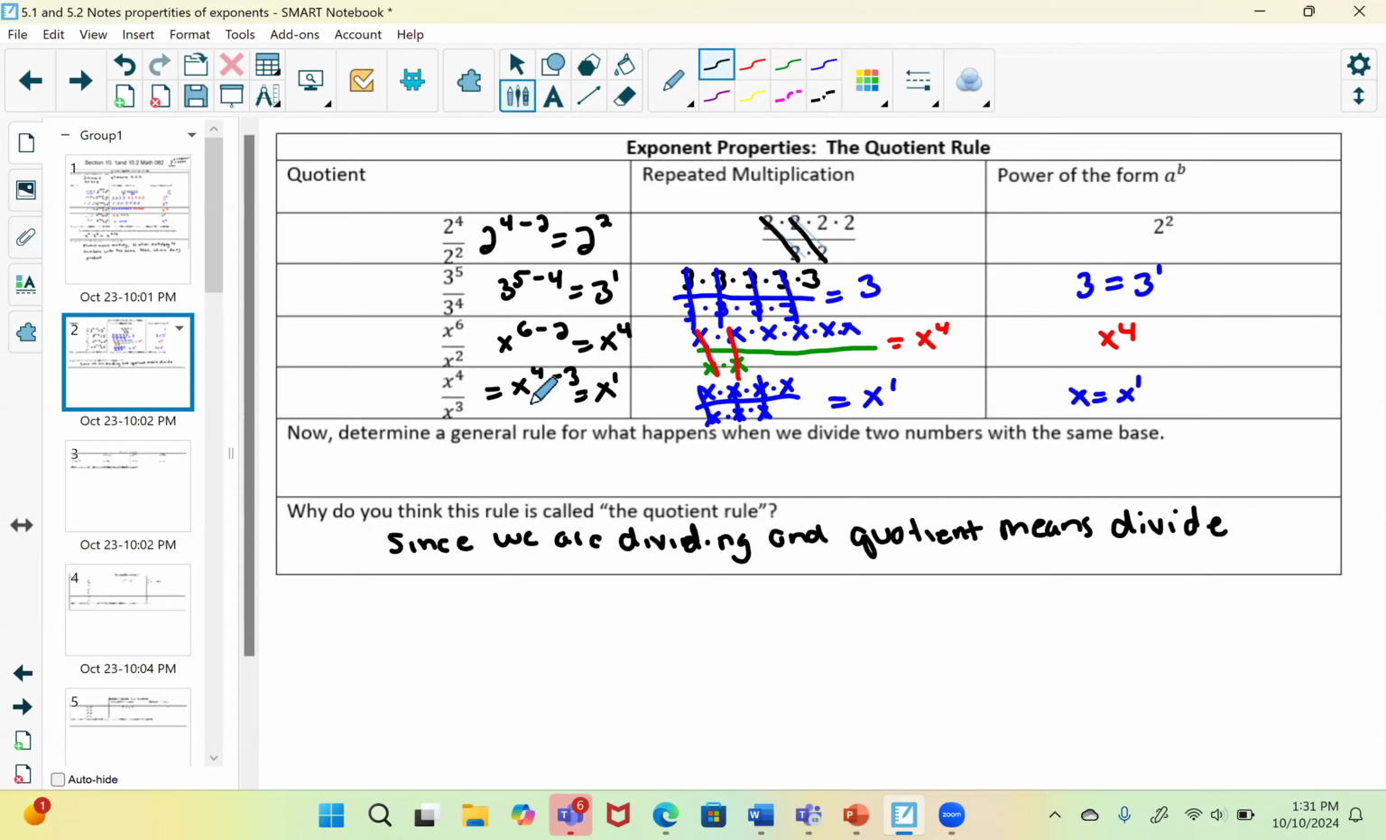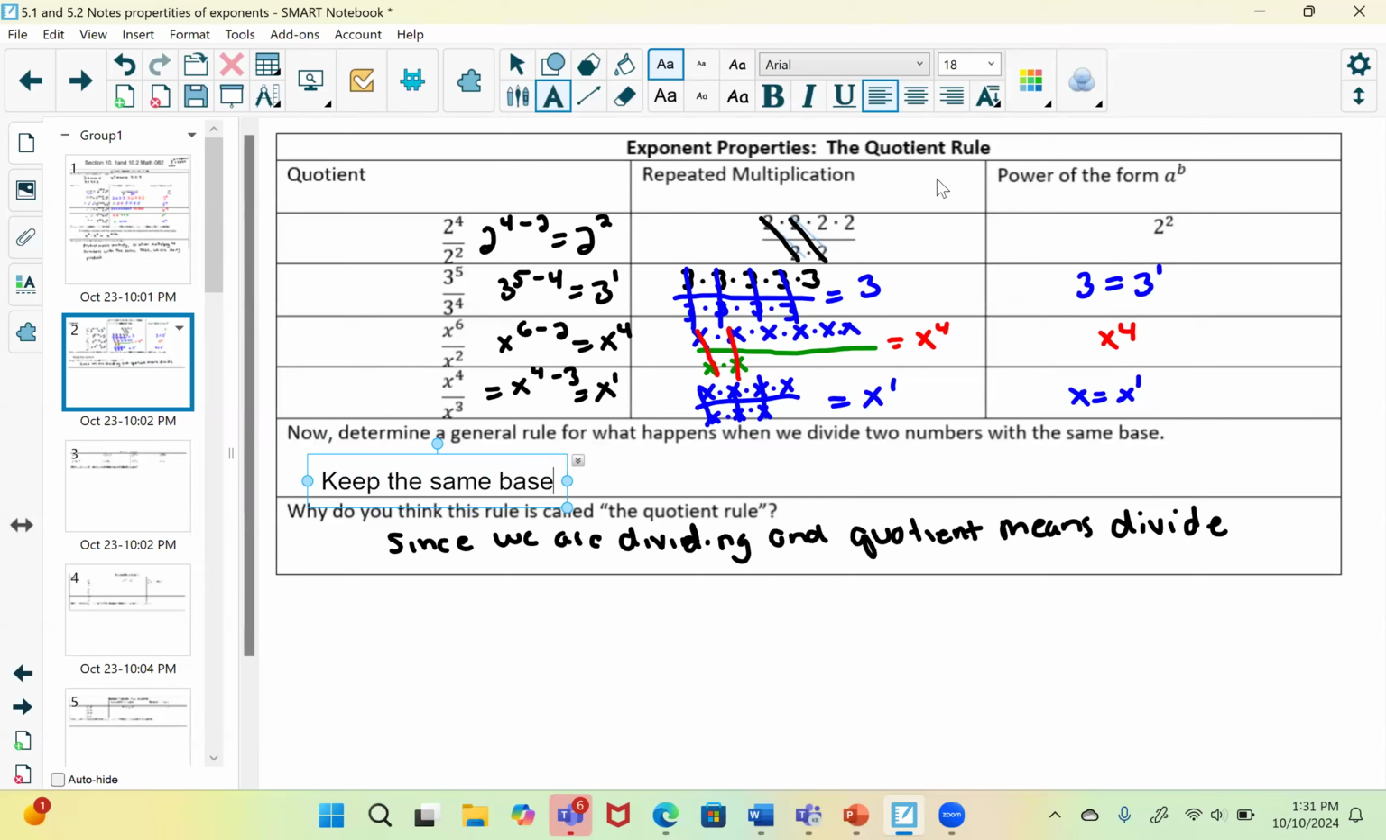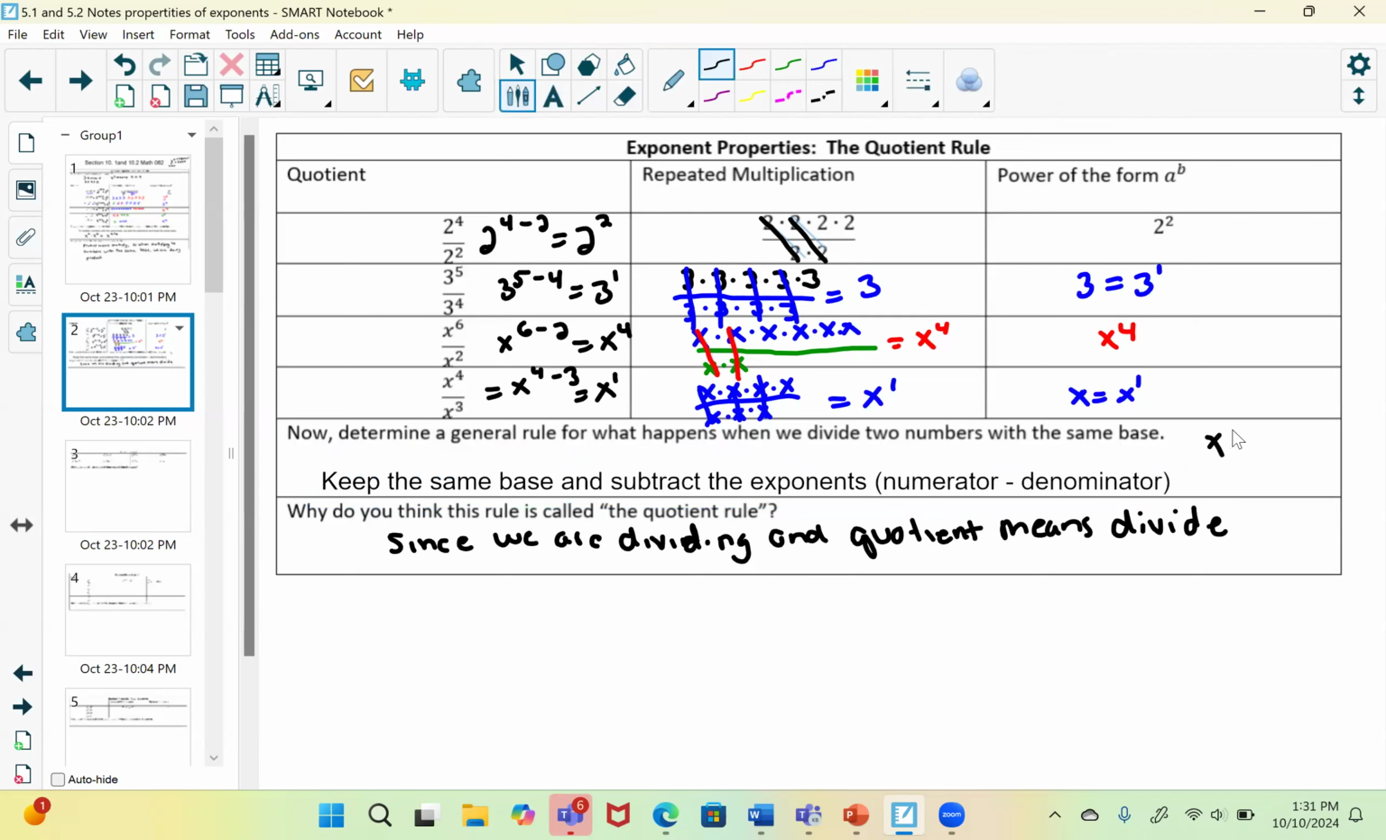Okay, so it says now determine a general rule for what happens when we divide two numbers with the same base. Okay, so the rule is we keep the same base and subtract the exponents. Again, it's numerator minus denominator. That's key. Numerator's exponent minus denominator's. So if I have x to the a over x to the b, it equals x to the a minus b. And that is the simplified version. Okay, so that's my second rule, the quotient rule.